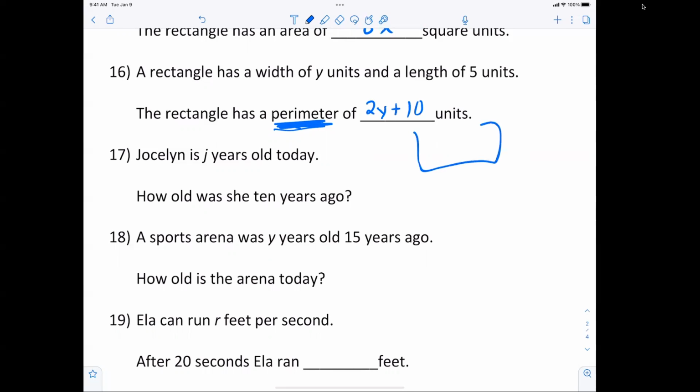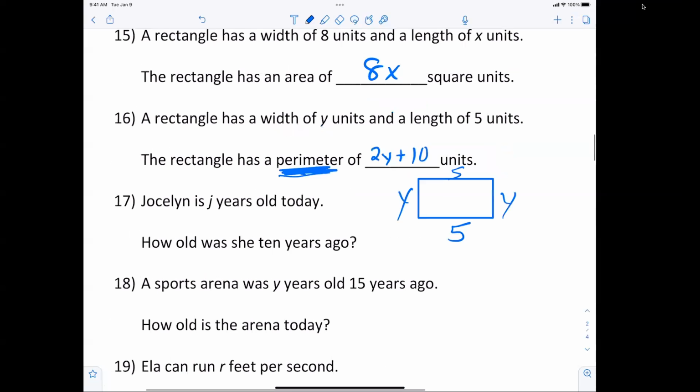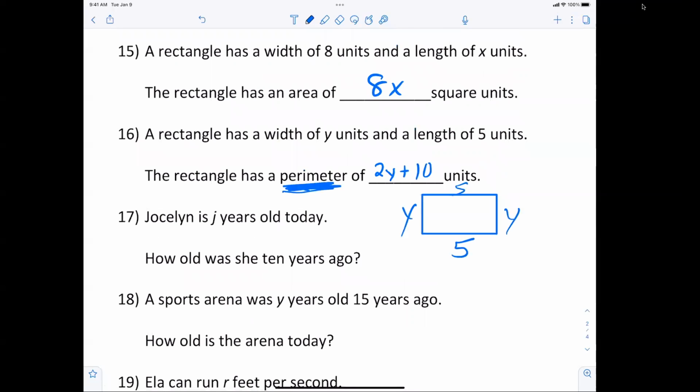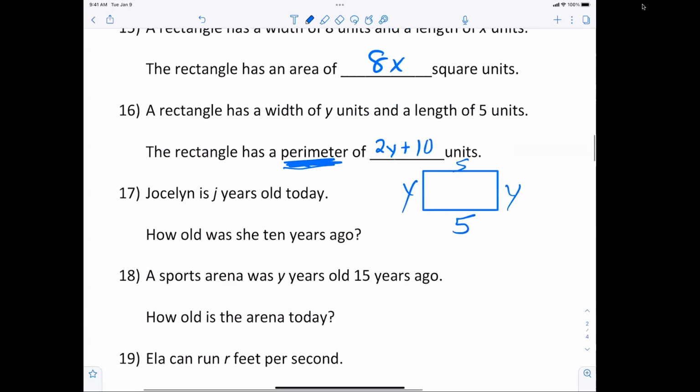If you're unsure, remember, just draw yourself a rectangle. Y, 5, and 5. Perimeter is just add them up. Y plus Y. 8 plus 2x. Area, Oliver, difference, area and perimeter. Area and perimeter, got to read carefully. Okay, here we go.